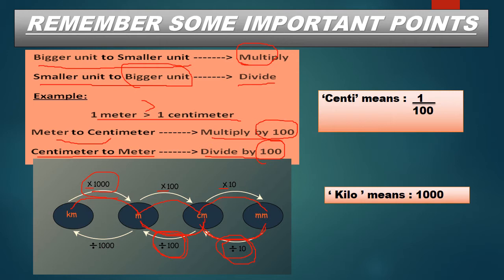Last we have meter to kilometer. When we convert meter to kilometer, again we will do division and we will divide by 1000. Meter is a smaller unit and kilometer is a bigger unit. So when we convert smaller to bigger, we divide. Here we have centi means 1 upon 100 and kilo means 1000.